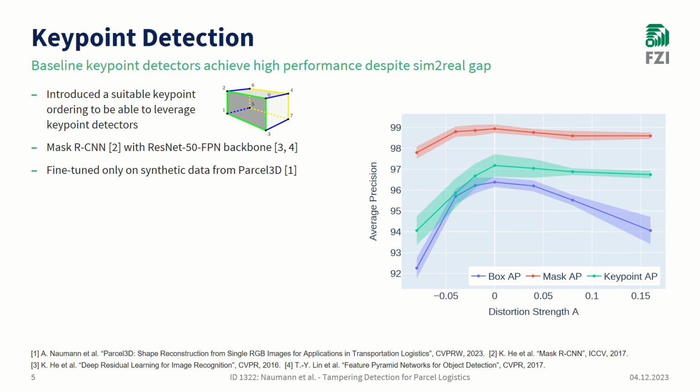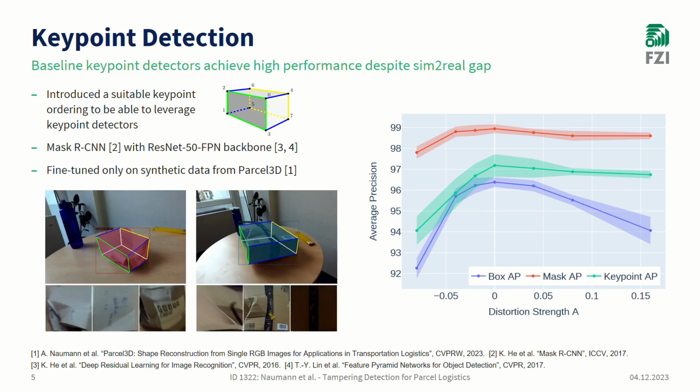The illustration shows the distortion strength on the x-axis and the average precision for object detection, semantic segmentation, and keypoint detection. The highlighted area shows the standard deviation across 5 training iterations. The key takeaway here is that keypoint detection performance is always above 95% and thus mostly robust against the considered distortions. Additionally, we show two qualitative samples on real-world data. Even in this more difficult scenario with damaged parcels, results look promising.